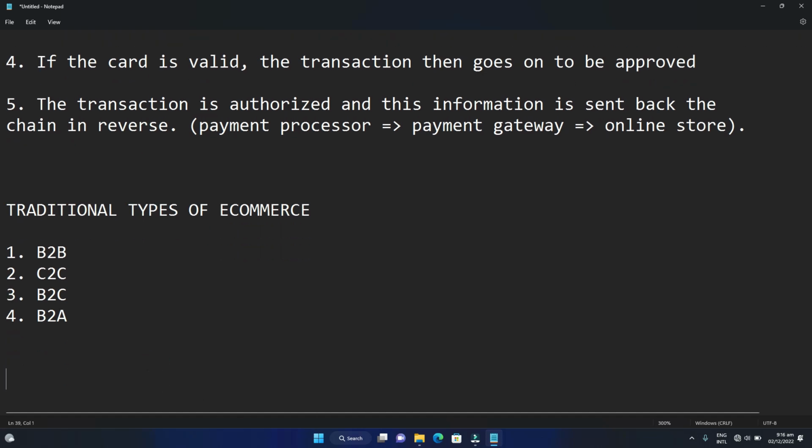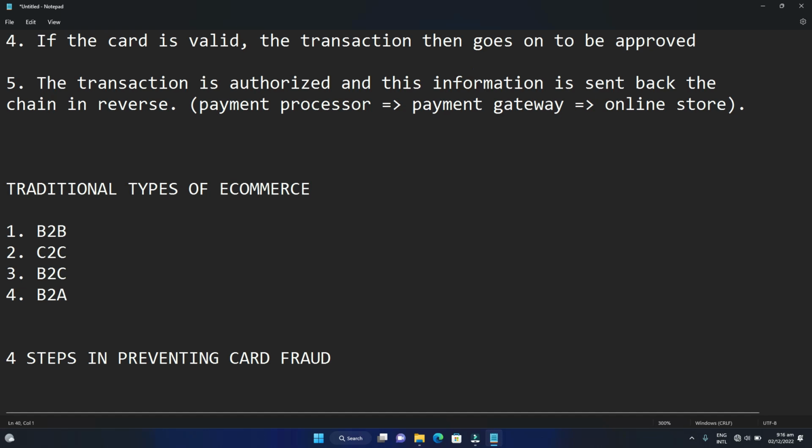The next question says briefly outline four steps in preventing credit card fraud. So I'm going to type four steps in preventing credit card fraud. What's the first thing? The first thing is to keep the login details secured. Encryption. Don't forget encryption. Just remember the word encryption.